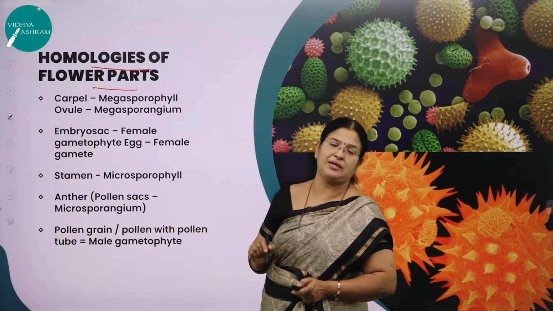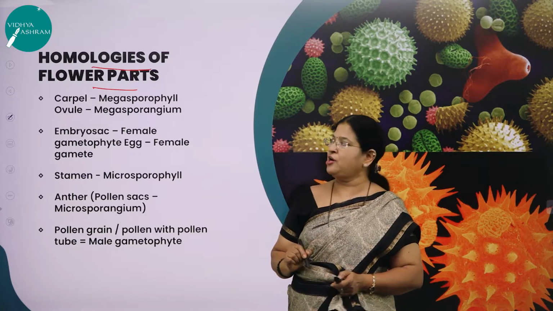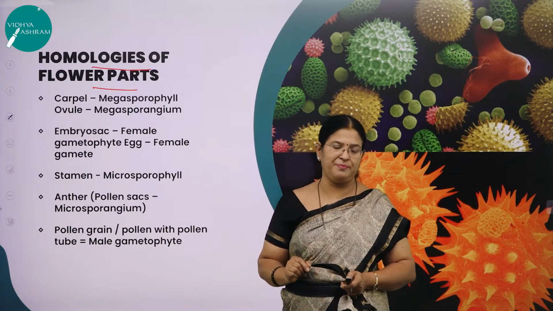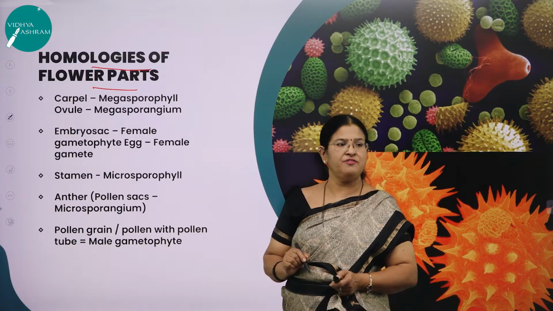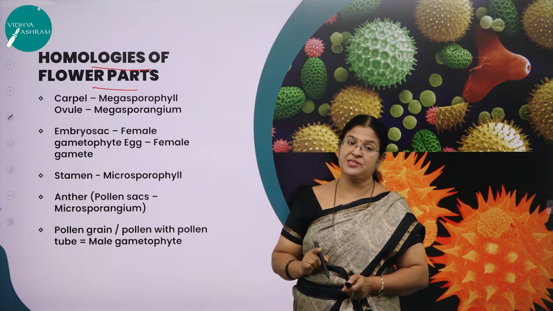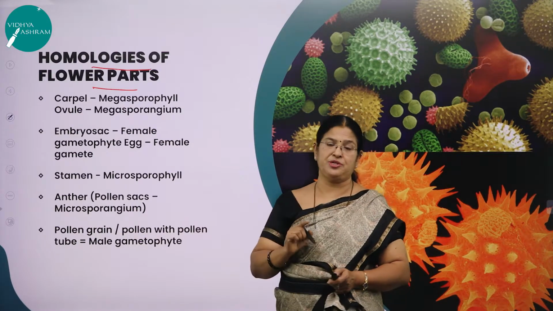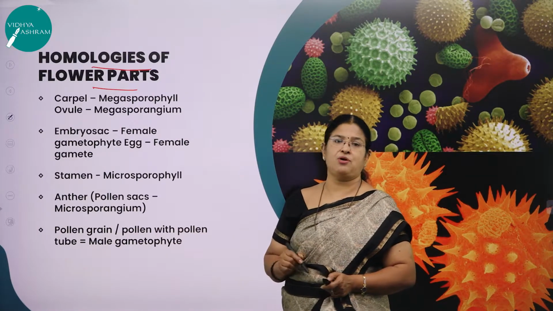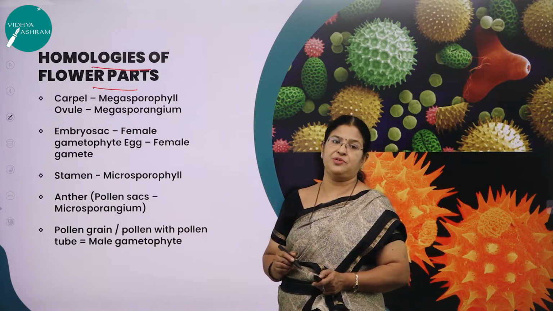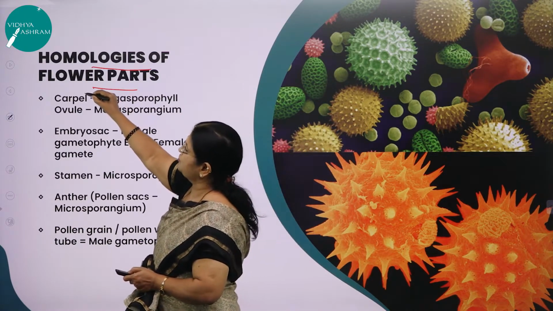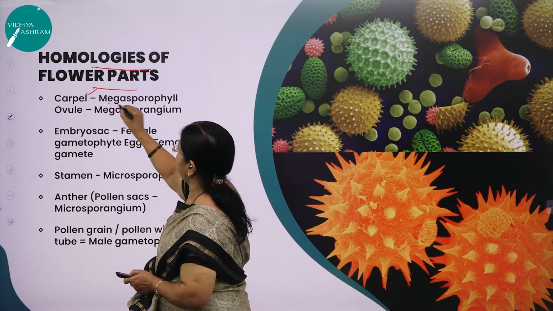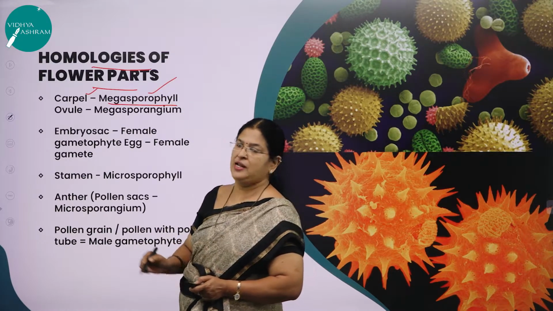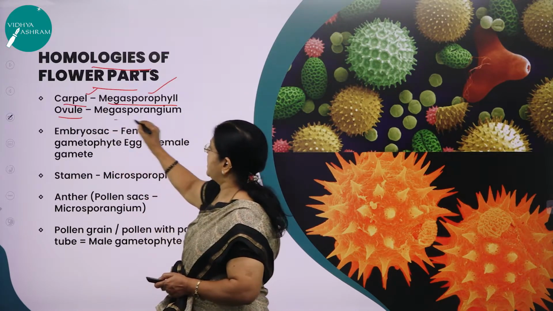Some terms and terminologies are very important for you all, children, to understand the concepts of this very important chapter 2 of your syllabus called sexual reproduction in flowering plants. As I said, androecium is the male reproductive structure, gynoecium is the female reproductive structure, and the units of androecium are called stamens and the units of gynoecium are called carpels. So carpel is the unit of gynoecium, which is otherwise called megasporophyll. So carpel is otherwise called as what? Megasporophyll, and ovule is called as megasporangium.